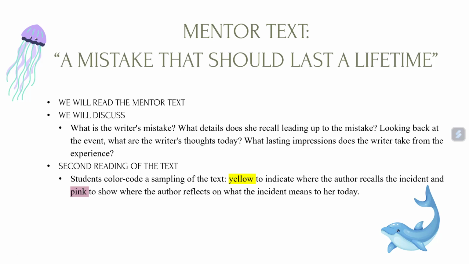So here are the questions I'd invite you to look at and read these to yourself. Please pause the video as needed. What will happen is we'll have a second reading of this text, and students are going to color code in yellow to indicate where the author recalls the incident. That's expressive writing. And pink to show where the author reflects on what the incident means to her today. That's the reflective part. So expressive writing has to do with an incident or an experience that we write about.